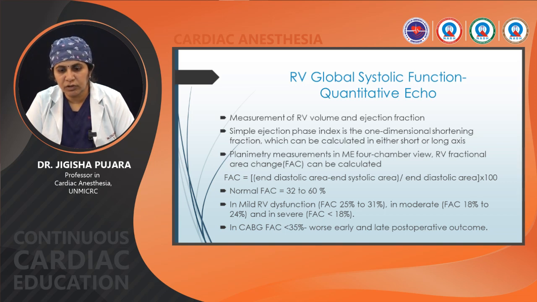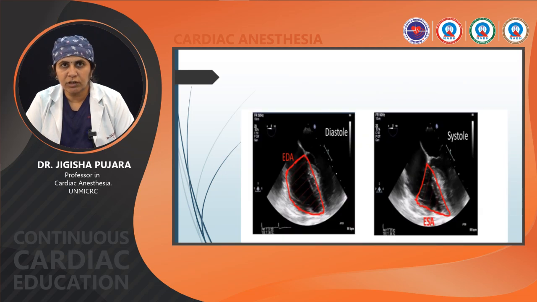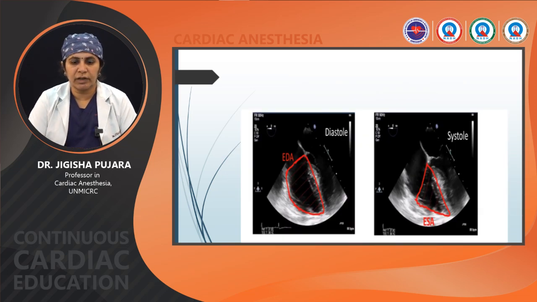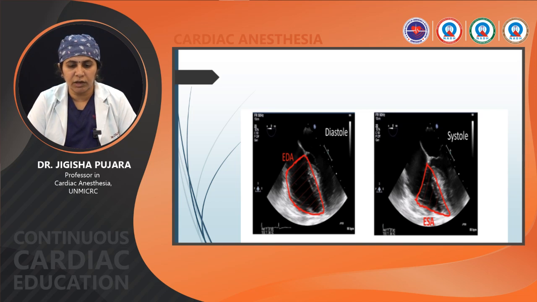In mild RV dysfunction, FAC is 25 to 31%. In moderate RV dysfunction, FAC is 18 to 24%. And in severe cases, it is less than 18%. In CABG, if FAC is less than 35%, it suggests a worse early and late postoperative outcome. Here you can see in the echo image on the left side, when we trace the RV from the inside edge, it is the end diastolic area, and in the right side image it is the end systolic area.